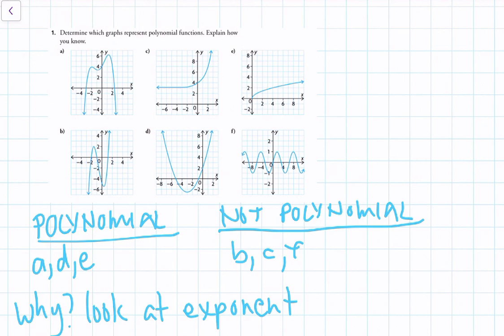So yes, it's polynomial. For C, this isn't a polynomial function. We don't see any turning points here besides the 1, but it doesn't really follow any shape of the polynomial functions we're familiar with. Same with E, this is a polynomial function. B, this is not a polynomial function. D, this is a polynomial function, this is a quadratic function. And F, this is not polynomial, this is a sine function. Alright.